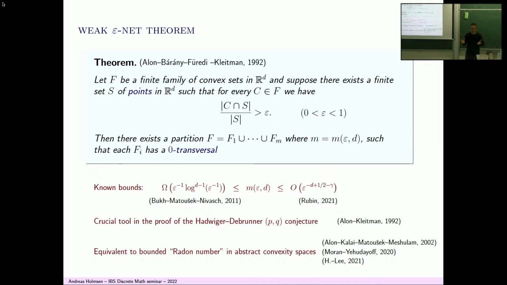So you have your family of convex sets in the space, and you're saying, suppose there is a probability measure, a finite one here. So S is defined by a finite set. And whenever you take a convex set, if you pick uniformly at random from that set S, from your measure, the probability that you hit the convex set is at least epsilon, or greater than epsilon.